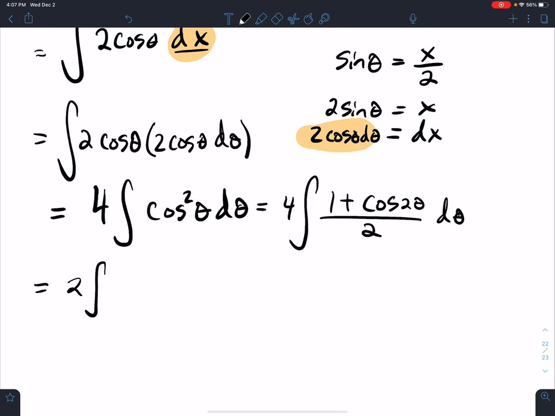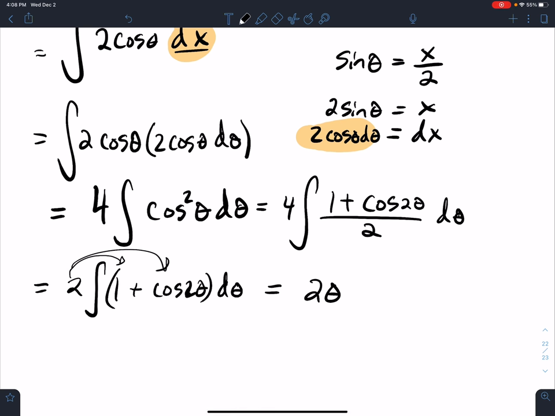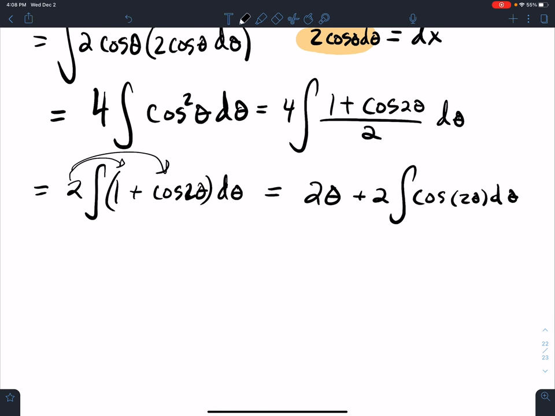Gets us 2 times the integral of 1 plus cosine 2 theta d theta. And from here, I can integrate, not too bad. The integral of 1 is theta, so I'm going to get 2 theta if I distribute the 2 in, right? And then I have plus 2 times the integral of cosine 2 theta d theta. Now I'm rewriting this out. You know, we might be to the point where we can just do this in our head, but I do want to show as many steps as I can. This is a u substitution.